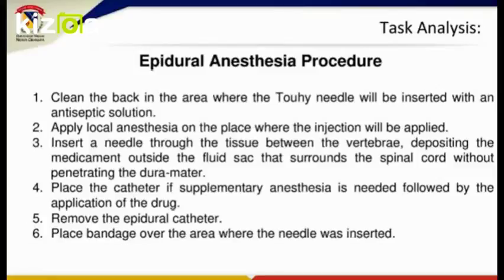Now, as you can see, we have 6 steps that the user will need to follow in order to accomplish the task. So the first one is to clean the back, in the area where the epidural needle will be inserted, with an antiseptic solution. The second step will be the application of a local anesthesia on the place where the injection will be applied. The third step is the insertion of the epidural needle into the tissue between the vertebrae, depositing the medicament outside the fluid sac that surrounds the spinal cord without penetrating the dura mater.